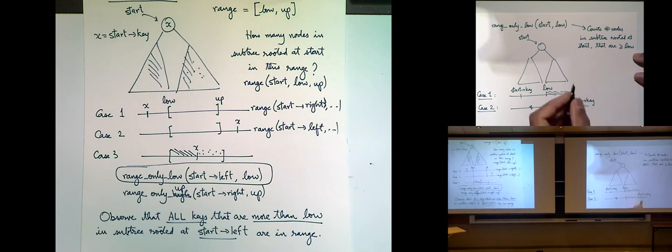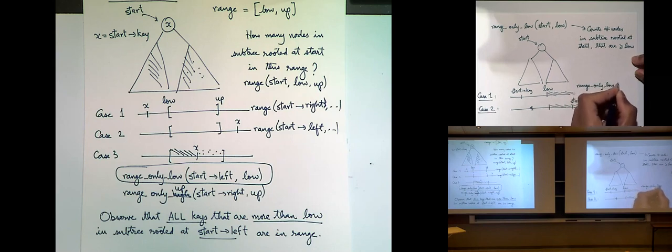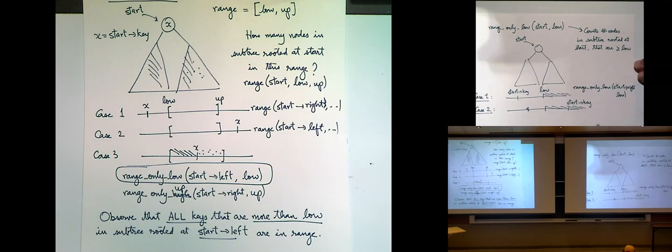Okay, so in case 1, you just make range only low, start arrow right and low, right? That's your one recursive call. Sorry for those sitting here, as you can't, this is right. Okay? So this is case 1.